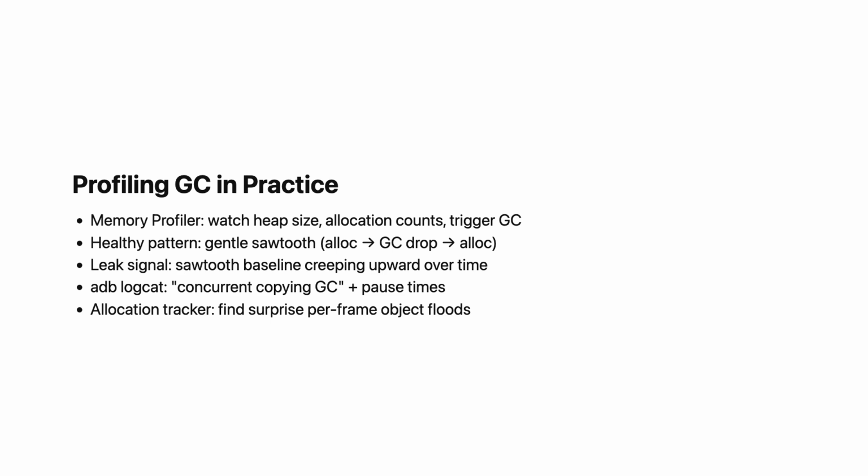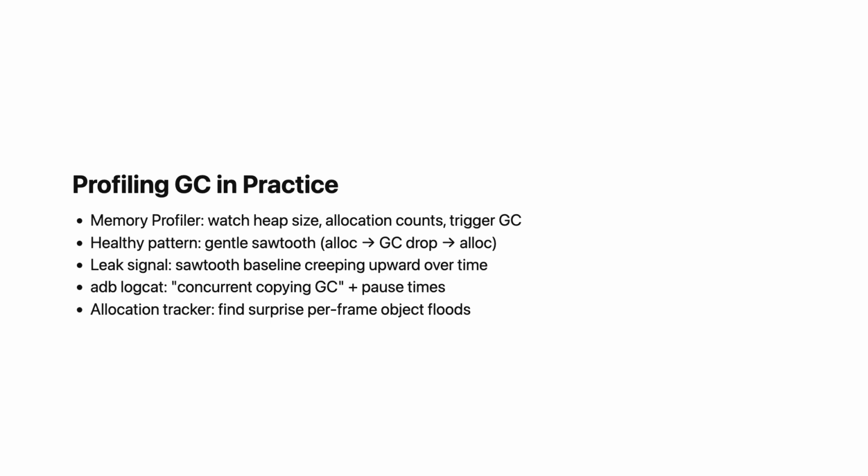You can also use adb to see GC events in Logcat. ART logs every collection with timing information. Look for lines that say concurrent copying GC and check the pause times. If you see pauses over 5 milliseconds during interactive use, something is wrong.